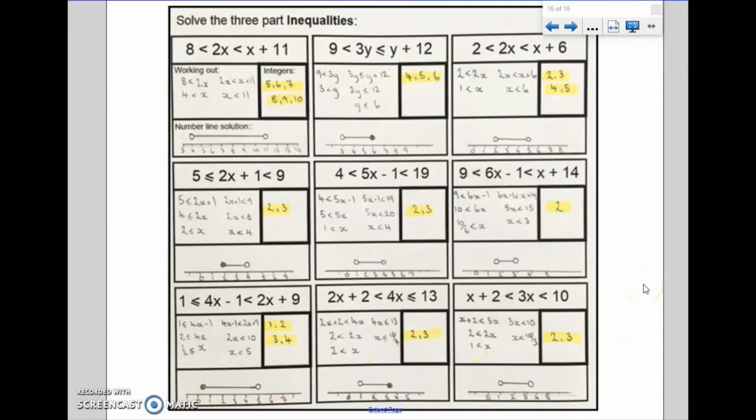You have the ability to pause the video at this point if you need to see my solutions and my number lines for a little bit longer. But once you have marked them up, if you were able to get all 9 correct, then that is brilliant. You've shown a very good understanding of solving inequalities.